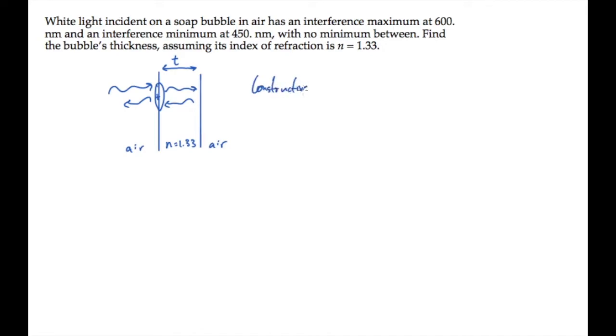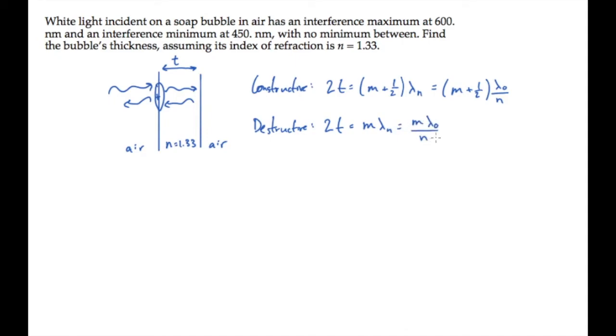So with one phase shift, the condition for constructive interference is twice the thickness equals m plus 1/2 times the wavelength in the medium, where m is an integer from 0 on up. And the condition for destructive interference is twice the thickness equals m lambda in the medium. We can replace these lambdas in the medium, lambda n, with the vacuum wavelength, lambda naught, divided by the index of refraction n, and rewrite both of these expressions using subscripts c and d for constructive and destructive.